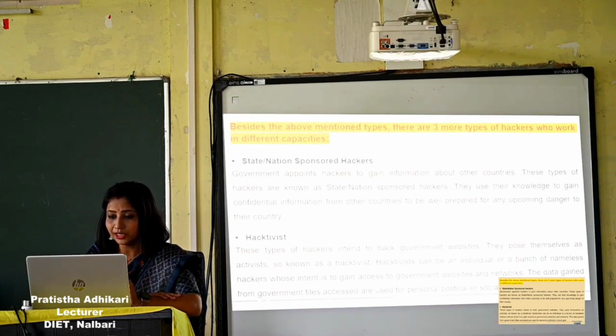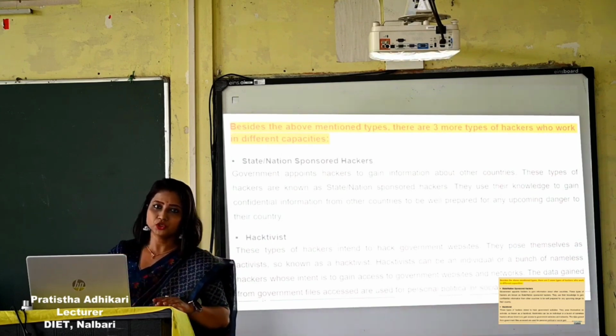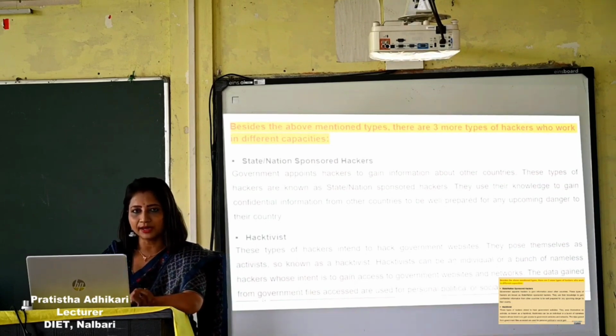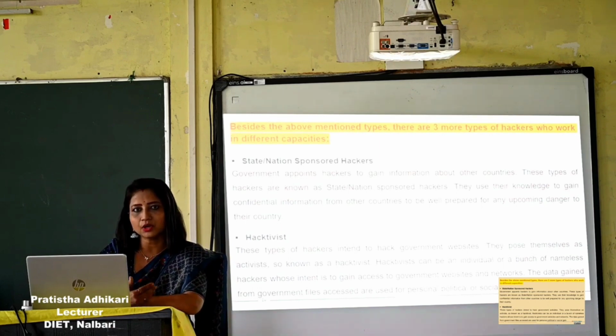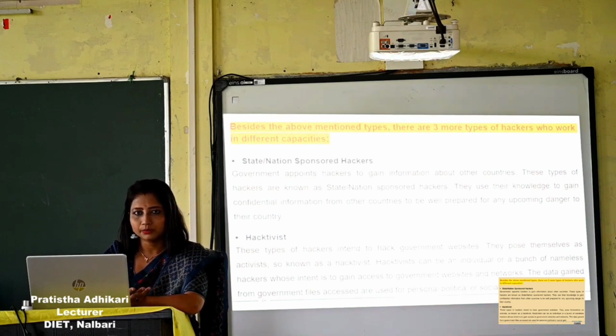They use their knowledge to gain confidential information from other countries to be well prepared for any upcoming danger to their country. So generally all the states or countries appoint such kind of hackers to gain information about other countries or other states, so that if any threat is coming in the way of their state or particular nation, they can be well prepared to fight with it.